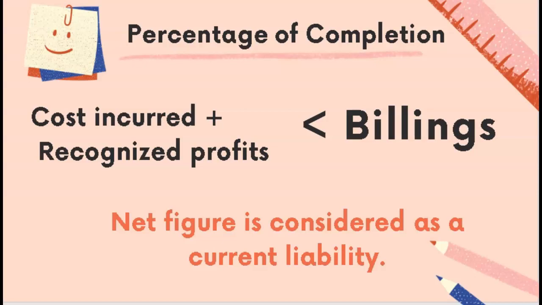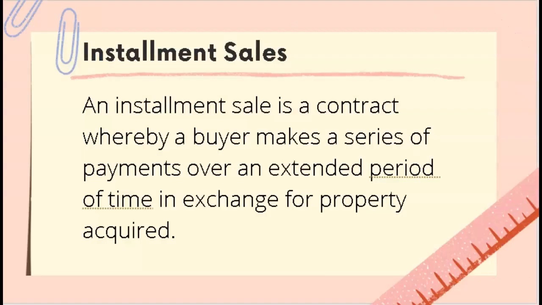Okay. Last on the list for the discussion in this video is on installment basis. So let us define an installment sale. An installment sale is a contract whereby a buyer makes a series of payments over an extended period of time in exchange for property acquired.